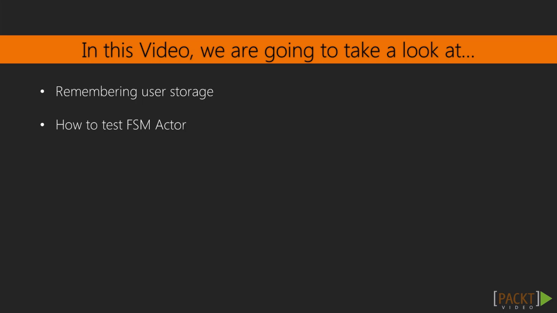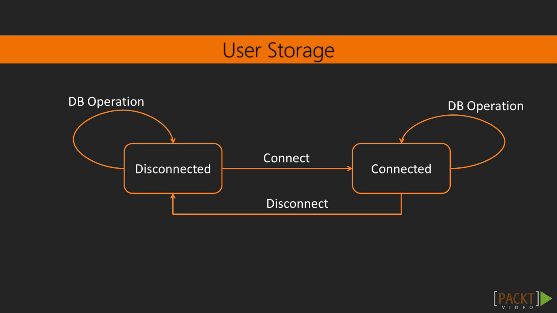Let's get started. Here is our example from Section 3, User Storage FSM. Let's revisit our FSM actor logic. User storage has started on the disconnected state. If it receives a connect message, it will be in the connected state. And if it receives any other messages, it will stay in the disconnected state. In the connected state, if it receives a disconnect message, it will switch to the disconnected state. And if it receives any other messages, it will stay in the connected state. So, let's test this logic.